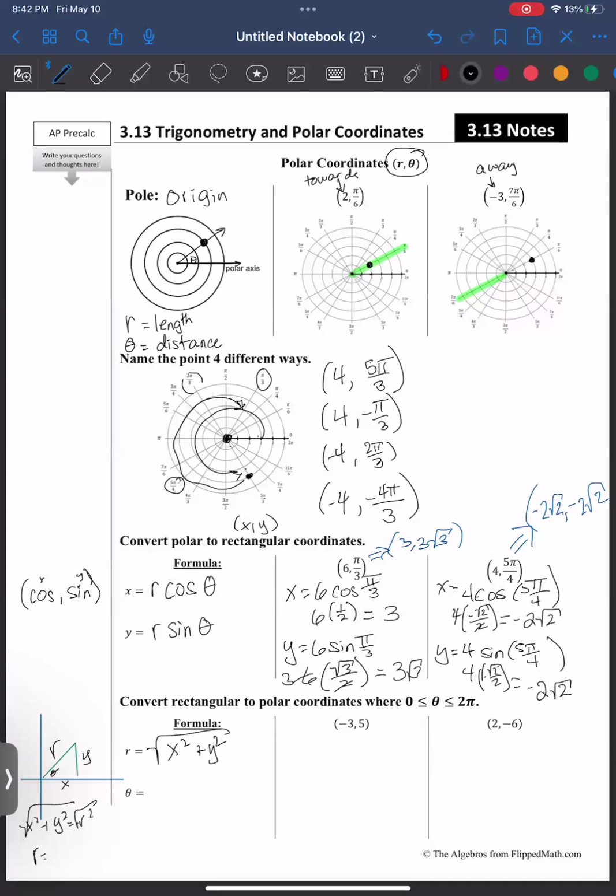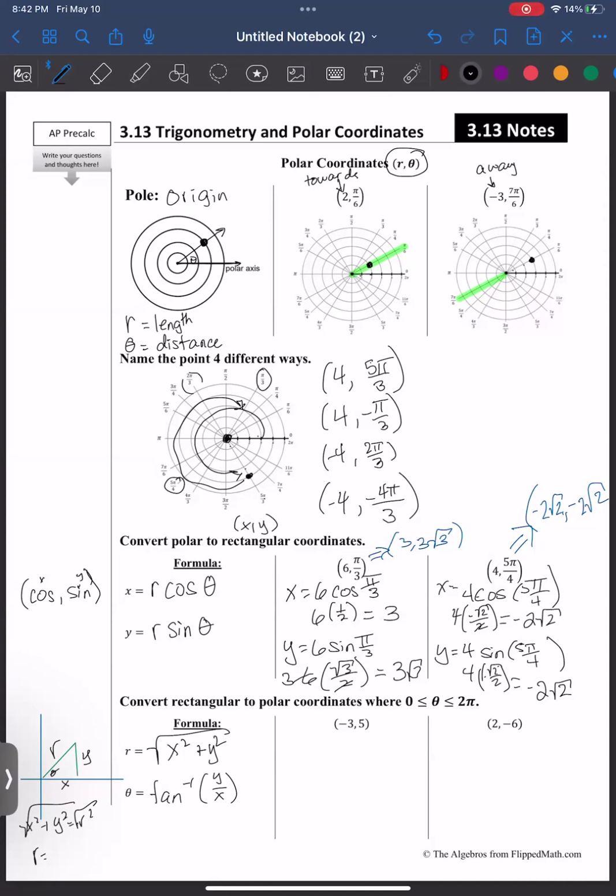Now, to find theta, what I would need to do is the inverse tangent function of y over x. Okay, that would give me the information. Remember that we're not using the radius. We don't know what the radius is until we find it.